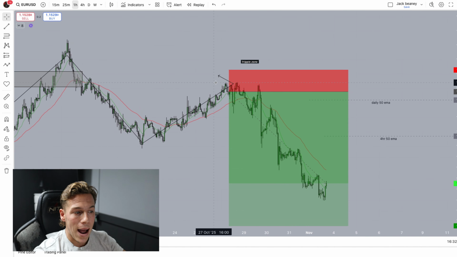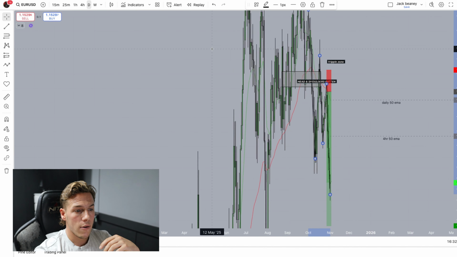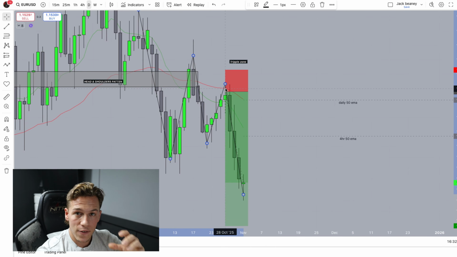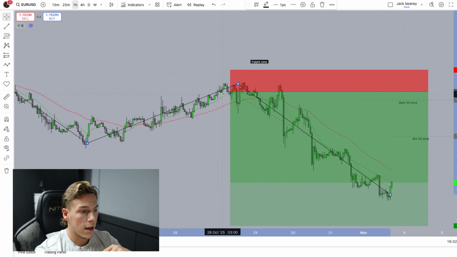From there, we then needed a barrier. We needed to know that price had hit a barrier and it was going to reject this. And that was, if we go back to the daily time frame, you can clearly see it pulled back and rejected the daily 50 EMA with an aggressive high test. That was beautiful. From there, we then need entry.